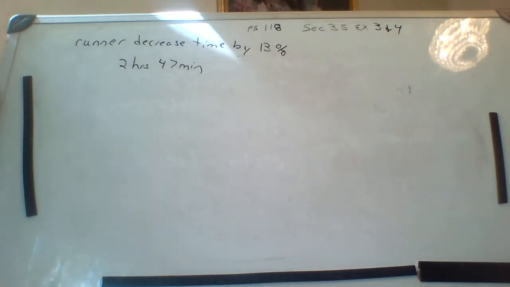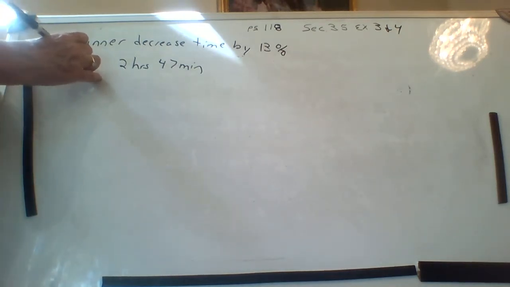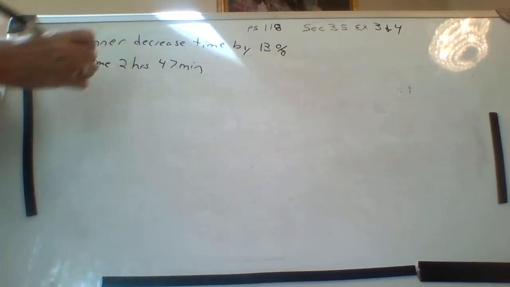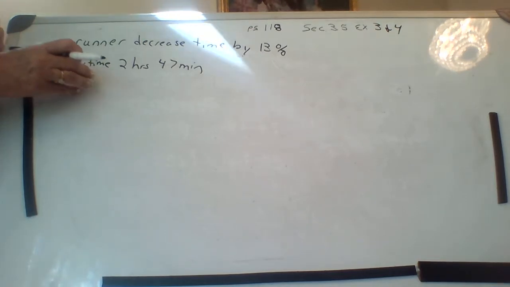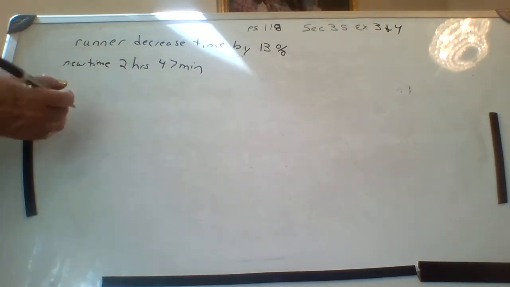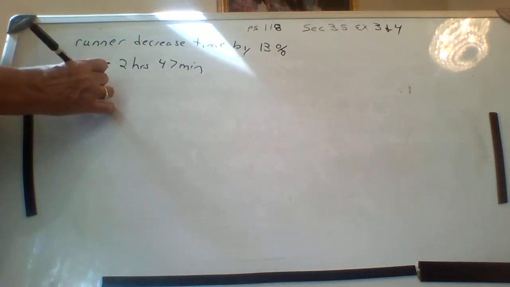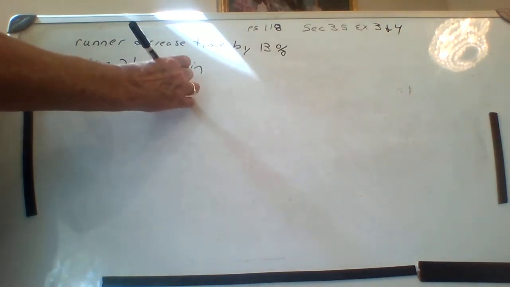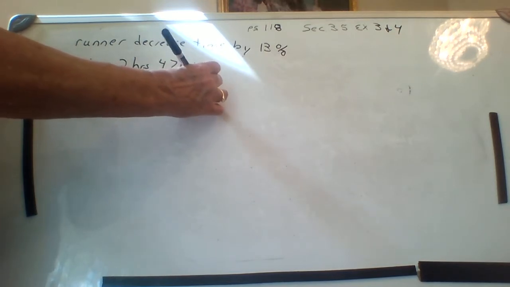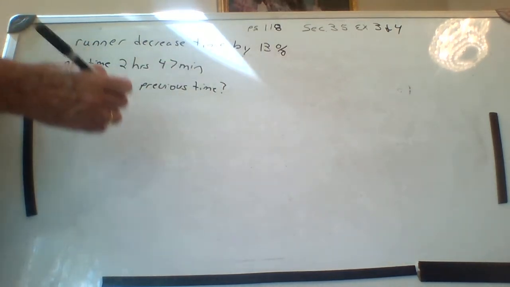Ask yourself those kinds of questions, okay? So this is his new time, I believe. Let me double check. I'm going to re-read the verbiage because I hand wrote it. To decrease his time in the marathon by 13% to a time of 2 hours 47 minutes. What was his time previously? Right. Okay, so this is the new time, and they're asking basically what was his previous time. So you know it's going to be more, right?